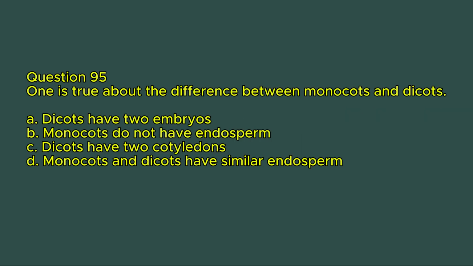Question 95. Which is true about the difference between monocots and dicots? A. Dicots have two embryos. Monocots do not have endosperm. Dicots have two cotyledons. Monocots and dicots have similar endosperm.